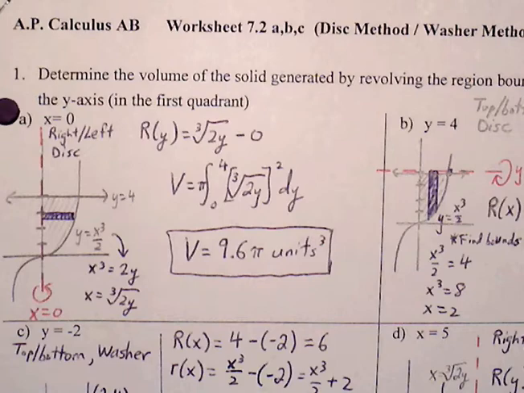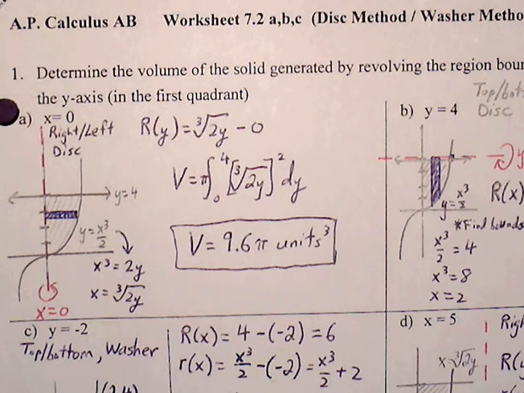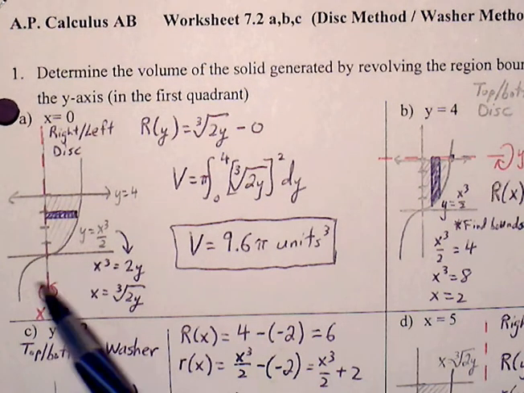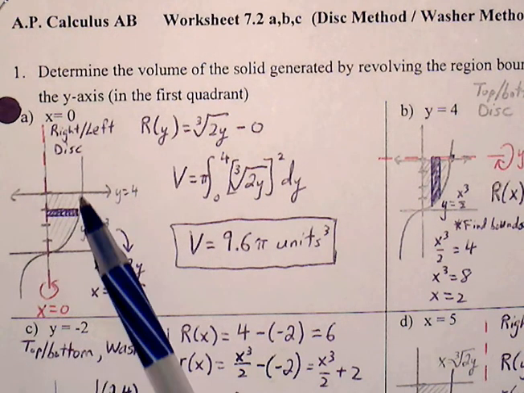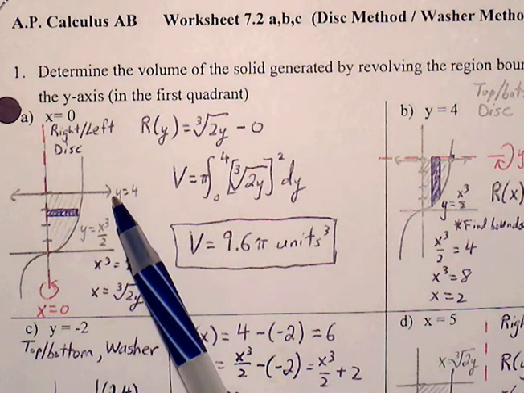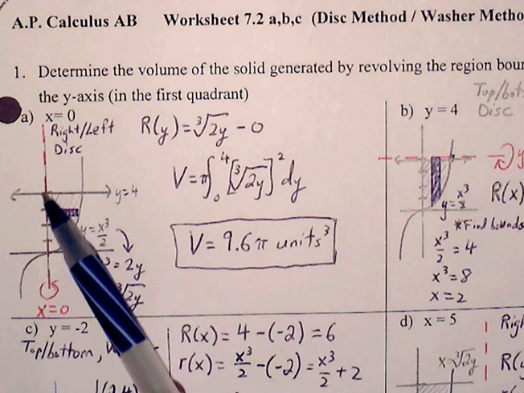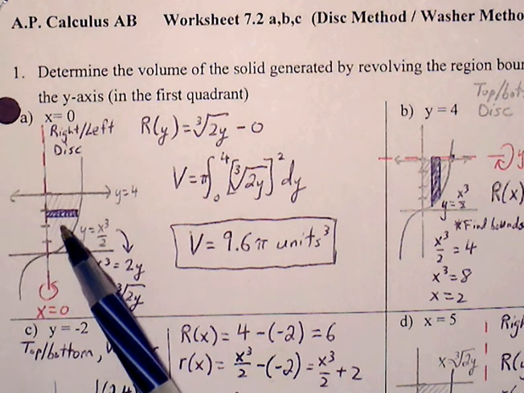So for number one, it says determine the volume of the solid generated by the region bounded by y equal to x cubed over 2. That's the cubic function here. Bounded by y equals 4, a horizontal line, and the y-axis, or x equals 0, in the first quadrant.